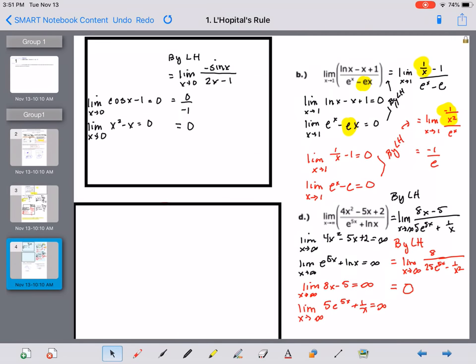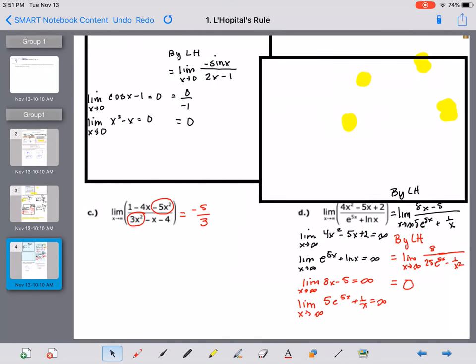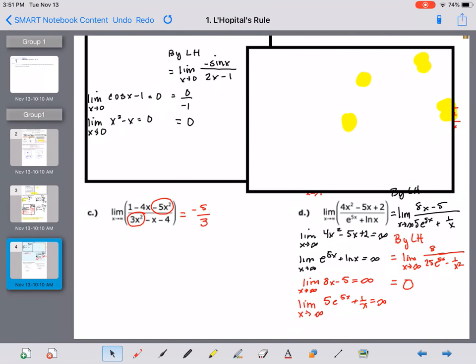So the answer for that one, let me move the box. There we go. Was just negative 5/3. I didn't have to use L'Hopital's rule. I could have. It would have worked out. I would have gotten negative 5/3. I would have had to use L'Hopital's rule twice.